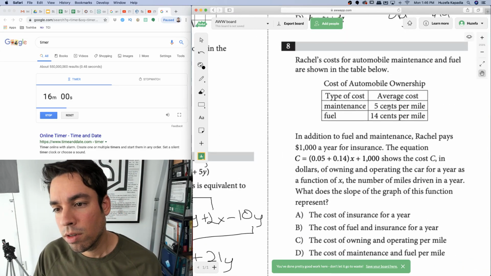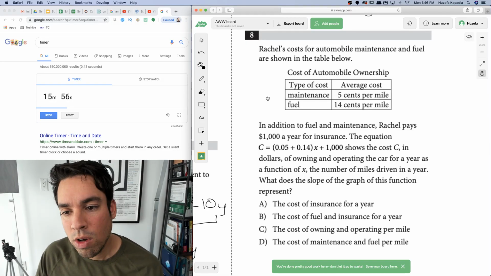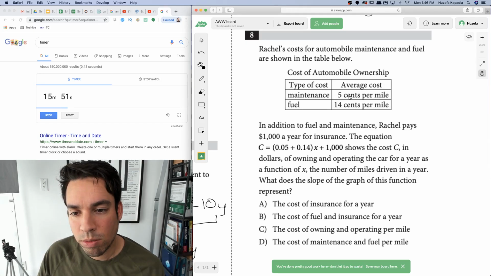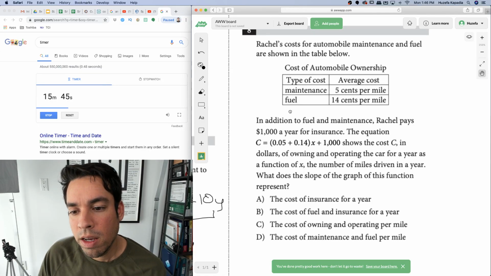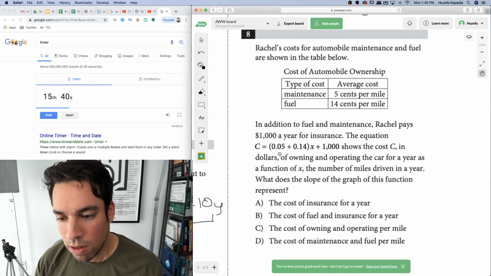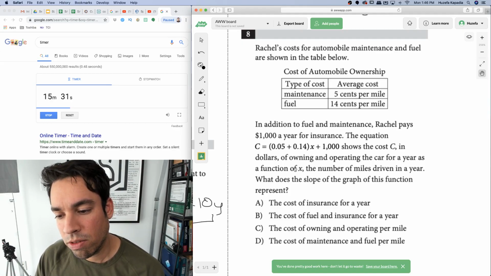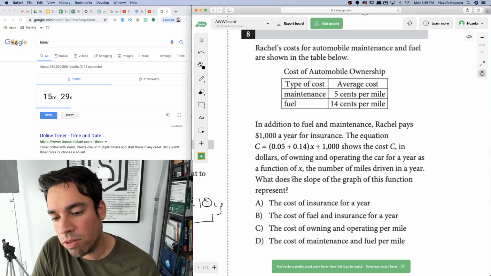Rachel's costs for automobile maintenance and fuel are shown in the table below. Type of cost: maintenance, 5 cents, and fuel, 14 cents per mile. In addition to fuel and maintenance, Rachel pays $1,000 a year in insurance. Okay, so this is her total cost. Her cost in dollars for owning and operating a car for the year is a function of x, the number of miles driven in it. X is the number of miles driven.